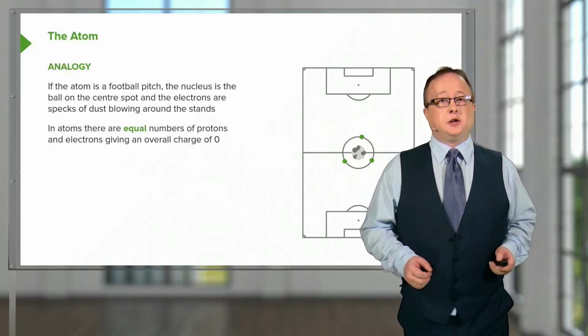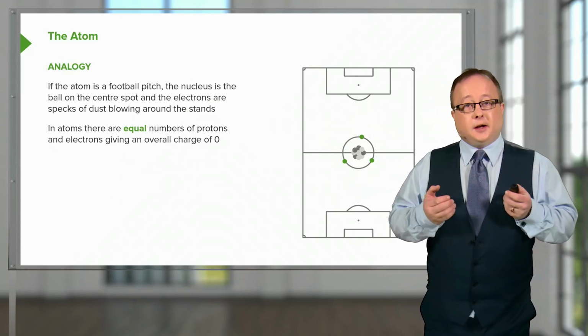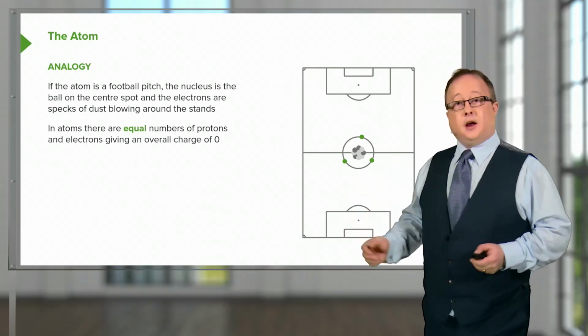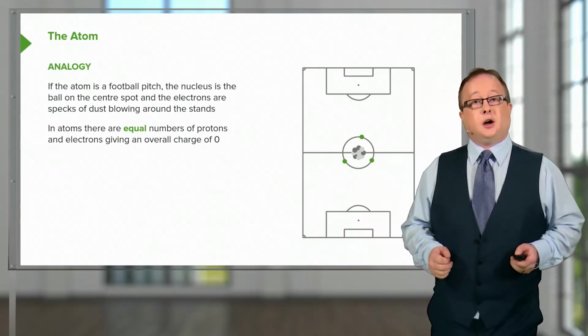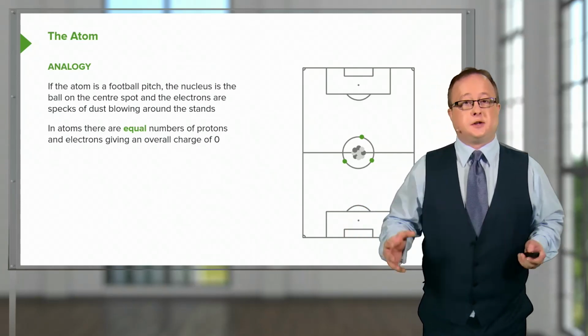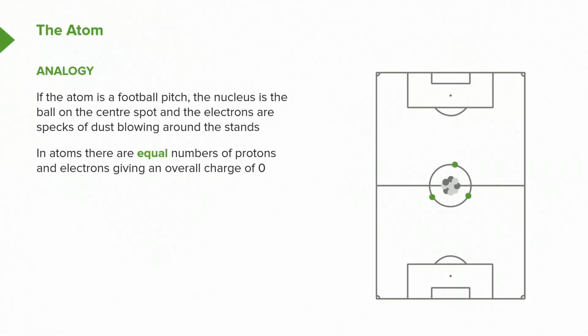The analogy which is often used for the structure of an atom is that the nucleus is the ball on a center spot of a football field, with the electrons actually being the tiny specks of dust blowing around the stands. Since within an atom there are equal numbers of protons and electrons, the overall charge of an atom, as its element, is 0. It has to be 0, because the number of protons with a charge of +1 equals the number of electrons with a charge of -1.